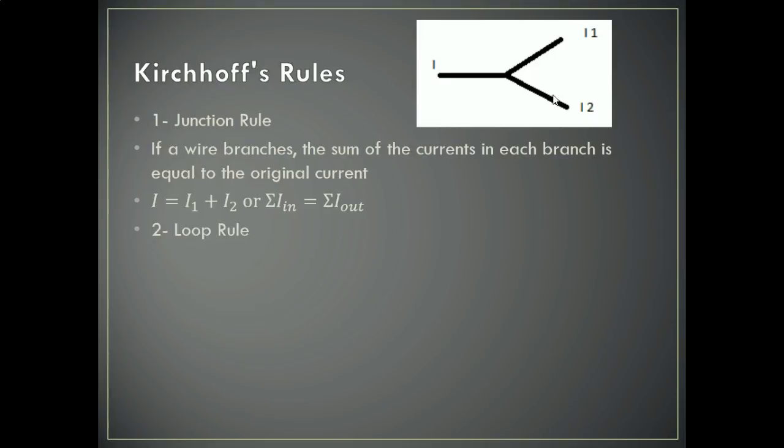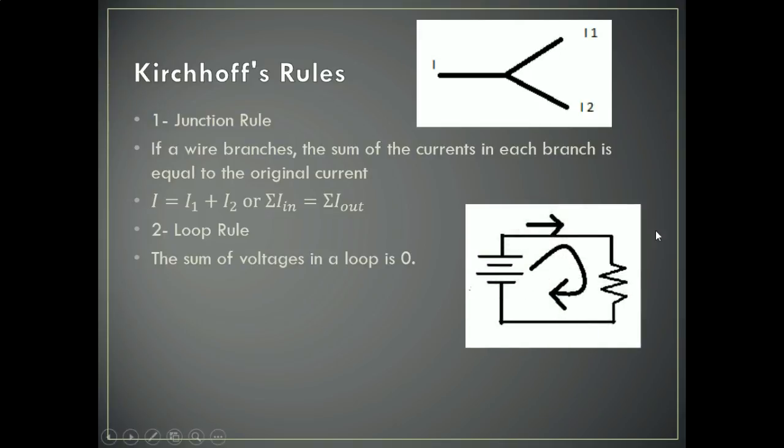The second rule is the loop rule, and the loop rule states that the sum of the voltages in a loop is equal to 0. So if I have a loop like this, a closed circuit, and I make a loop here, so this is my loop symbol here, the voltages of all the components, so the battery and this one resistor, sum to 0. So 0 equals the volts of the battery minus the voltage of the resistor.